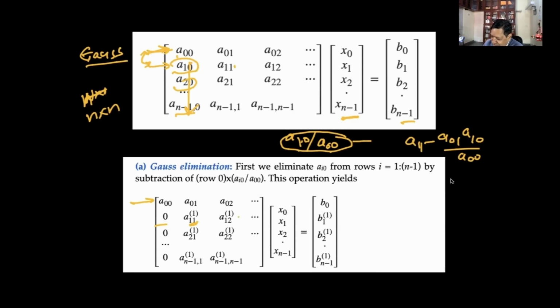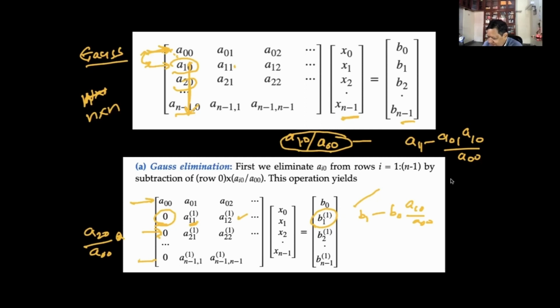Same thing for A12 and so on. The bottom line is I could set the first entry of the second equation to be 0, and b1 similarly follows: b1 minus b0 times A10 by A00. The same thing we do for the third row, fourth row, and so on, and you eliminate, but of course for the third row you multiply by A20 by A00 times the first row and subtract. So this part is done.